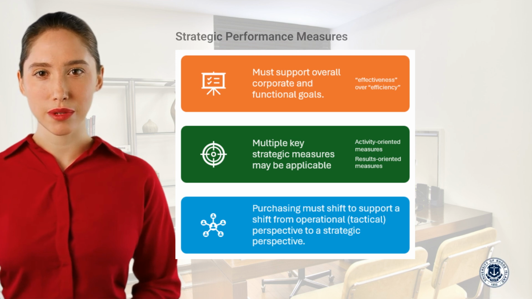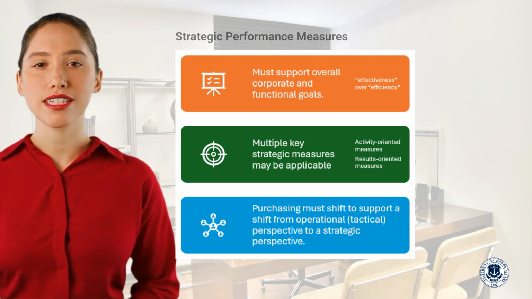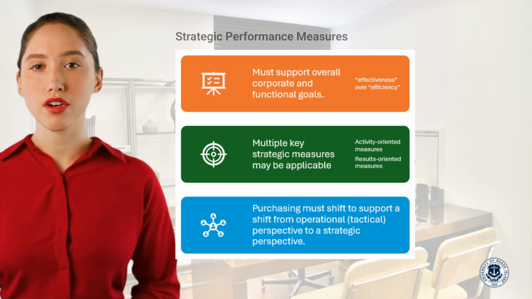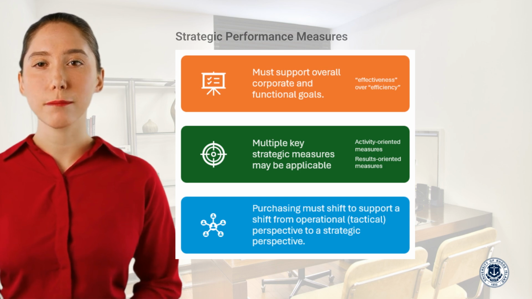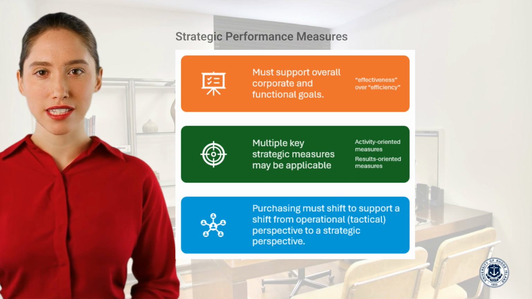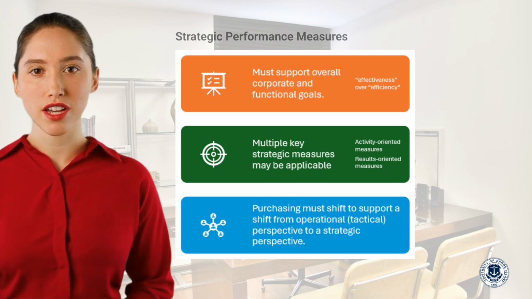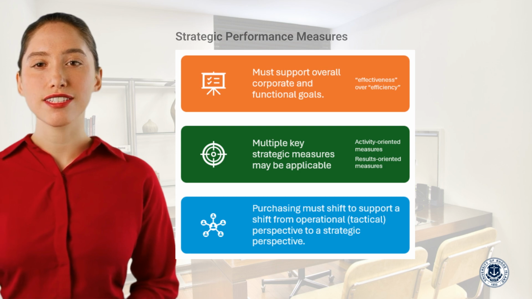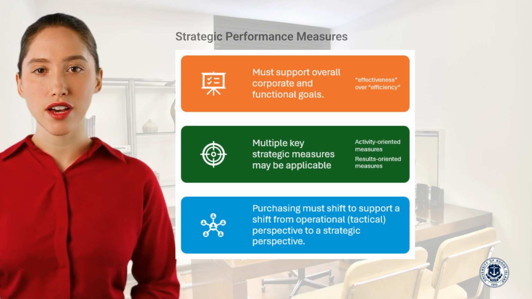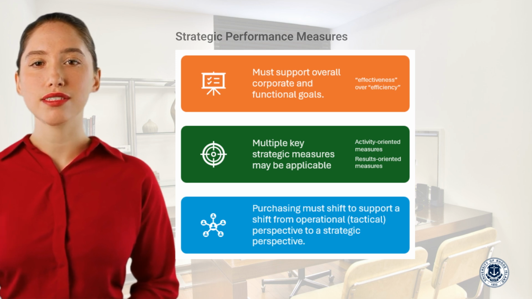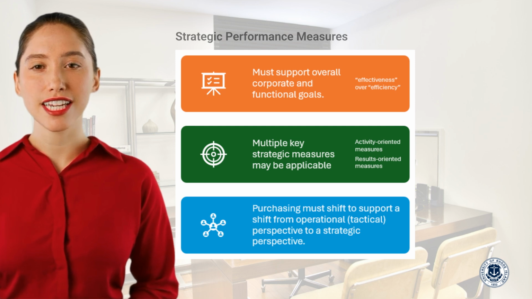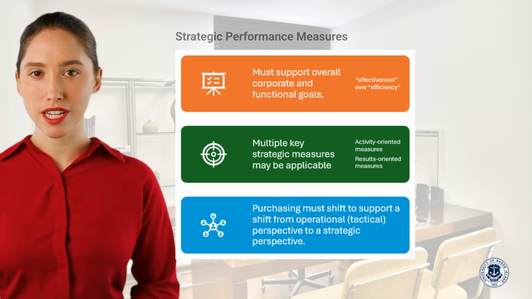The final category we will discuss is strategic performance measures. These measures focus on how well the purchasing and supply management function supports the broader strategic goals of the organization. First, strategic performance measures must support overall corporate and functional objectives. Rather than focusing only on cost reductions or operational efficiency, supply management should contribute to the company's long-term success. This means prioritizing effectiveness over efficiency, ensuring that purchasing decisions help the organization achieve its strategic priorities, such as innovation, resilience, sustainability, or market growth.